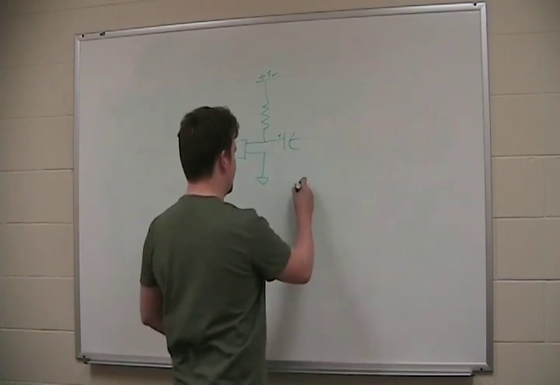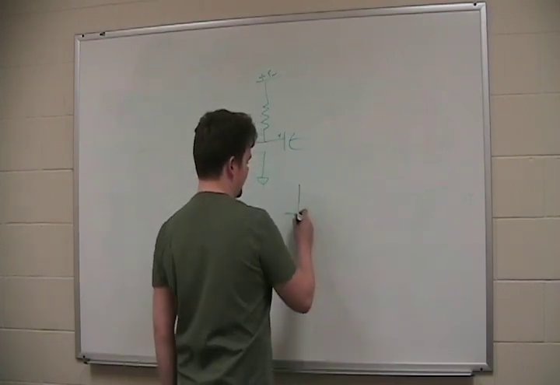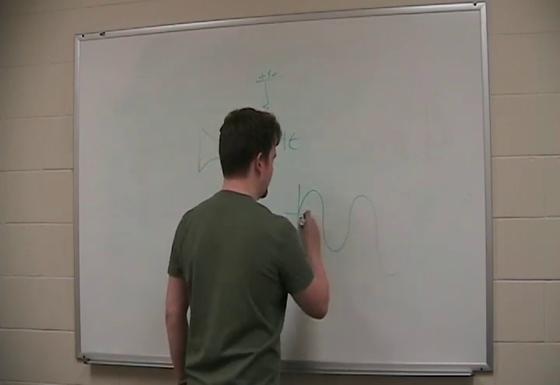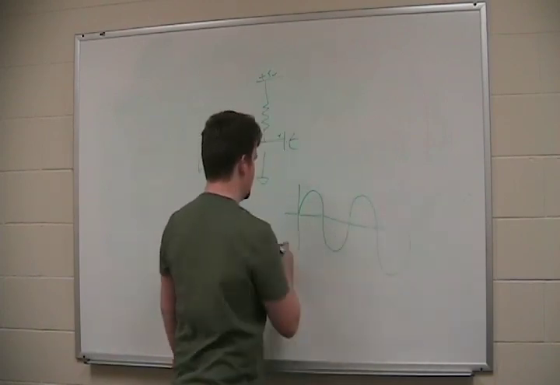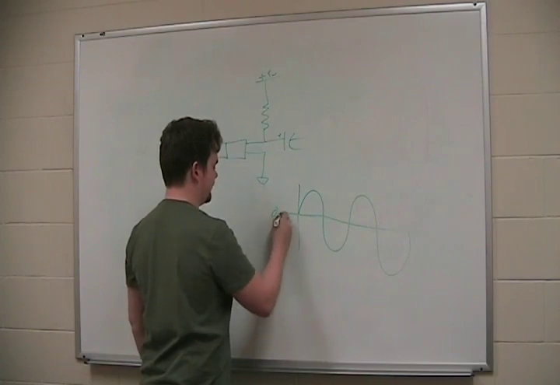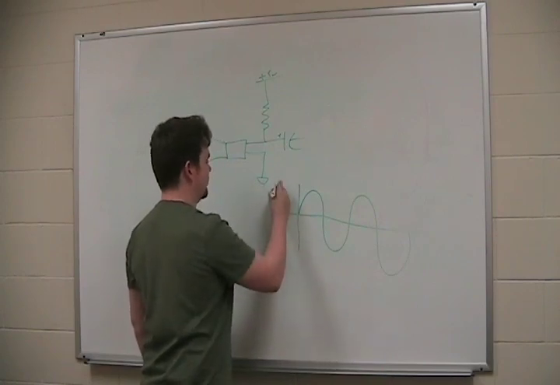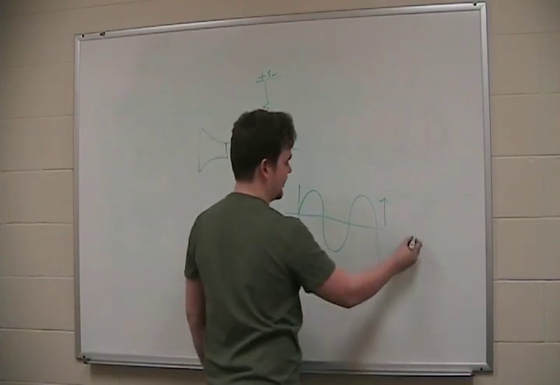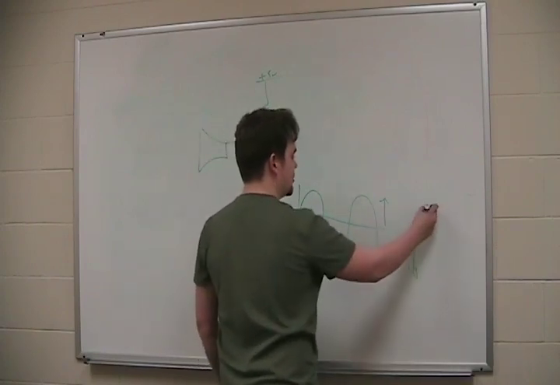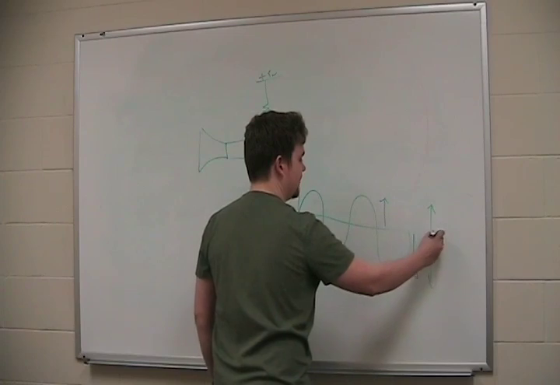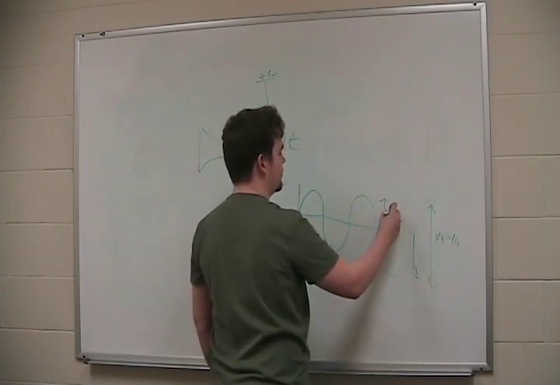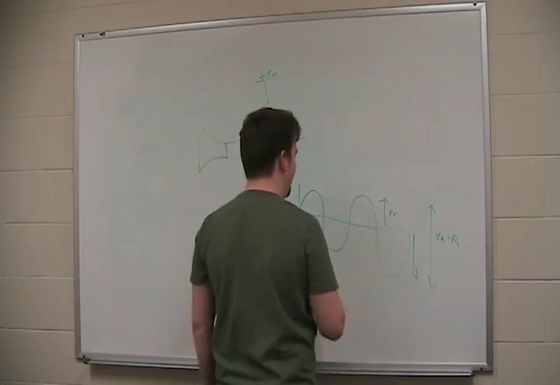With AC, you get positive and negative voltage. You've got 0 volts, negative voltage, positive voltage. This is your amplitude. This is your negative amplitude. This is your peak-to-peak value. This is your peak voltage value.